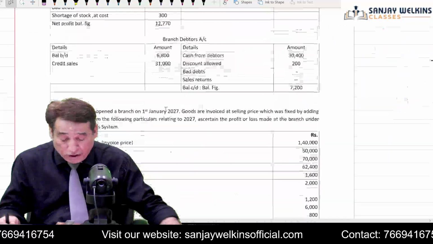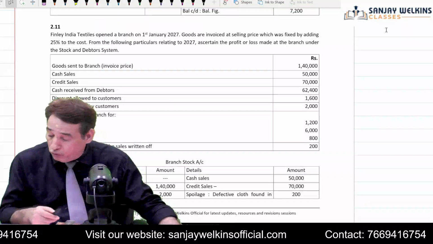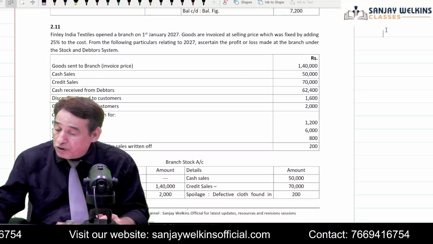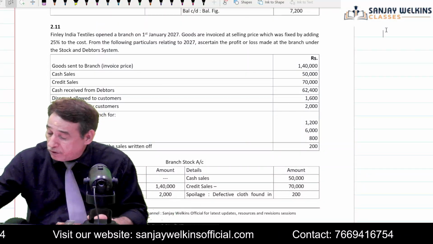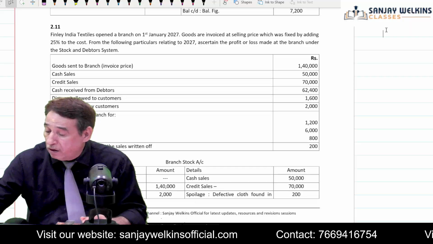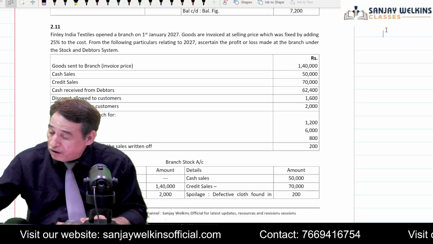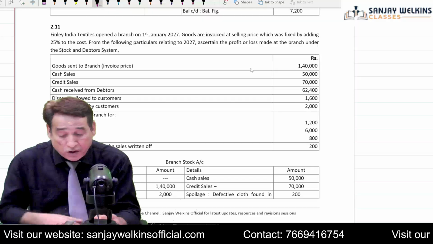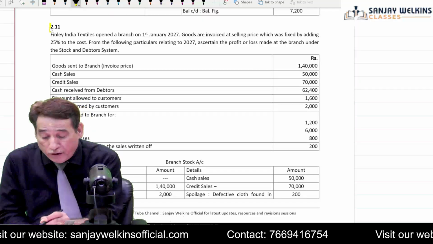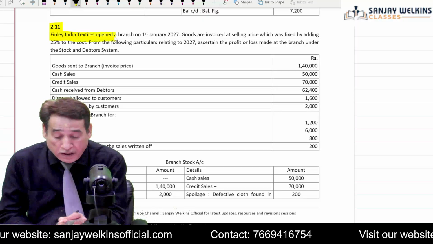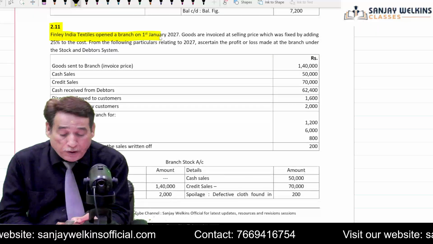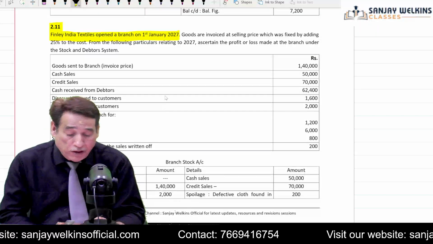What is given in the next question? Let's have a look. Now 2.11 is the next question. Let me also pull out the sheets because sheets are there intermingling. 2.11, it is related to Finlay India. Okay, I have got the sheet. 2.11. Finlay India Textile opened a branch. They have opened a branch on 1st January 2027.